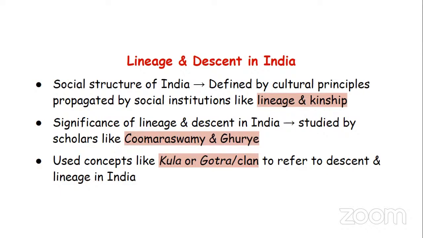The major scholars were Kumaraswamy and Pure. Not only them, but including them, many scholars studied the significance of lineage and descent in India. And these thinkers used concepts like Kula or Gotra, which we can call something similar to clan, to refer to descent and lineage in India.